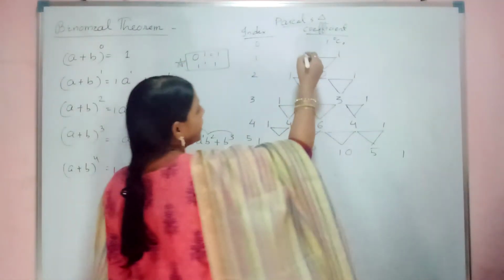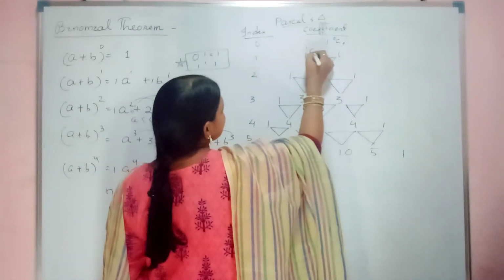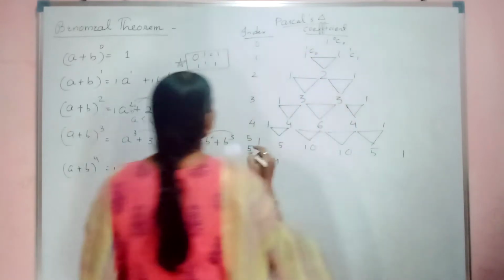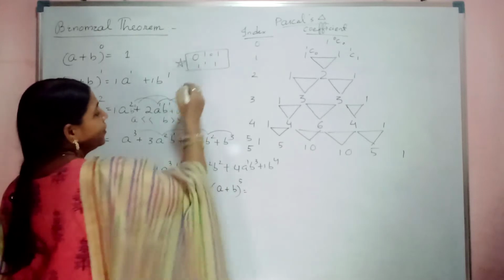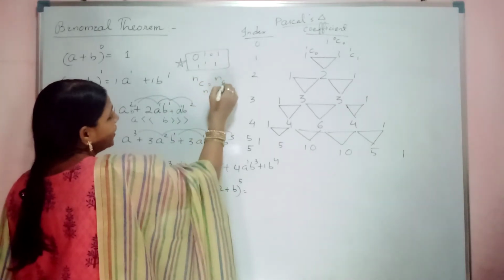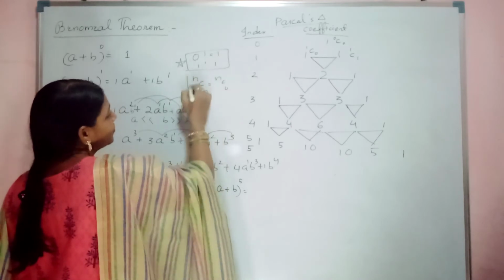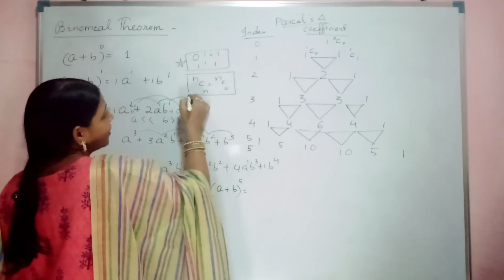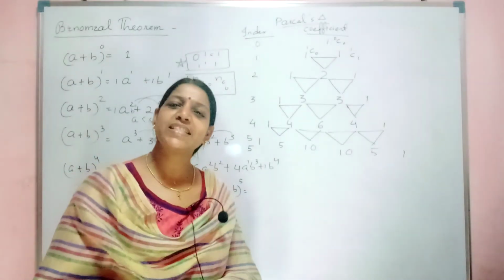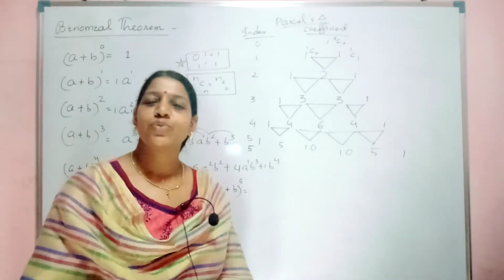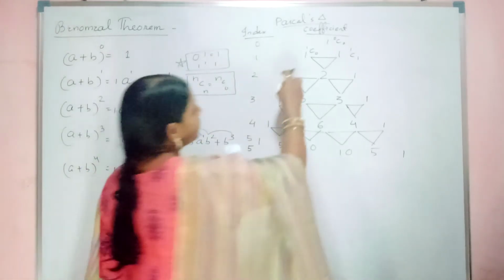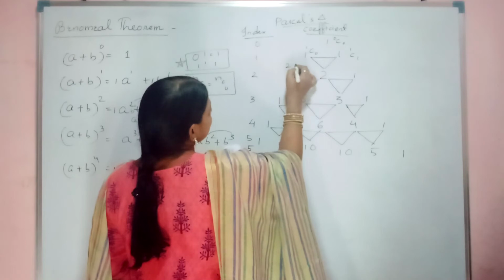So similarly, now it is 1C0. This is 1C1. I already told you, nCn equal to nC0, the value is always 1. That means 15C15 is 1, and 15C0 also has answer 1. Okay. Now here what will you write?